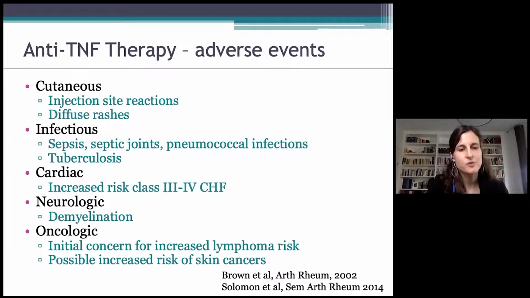When anti-TNFs were first started to be used, there was an initial concern for increased lymphoma risk. In the setting of their widespread use, there have been large studies performed over the years that have shown that lymphoma is not at increased risk. However, there is a possible increased risk of skin cancer. So what we do recommend for patients who are starting anti-TNF therapy is to be seen by a dermatologist at least yearly for a skin check.